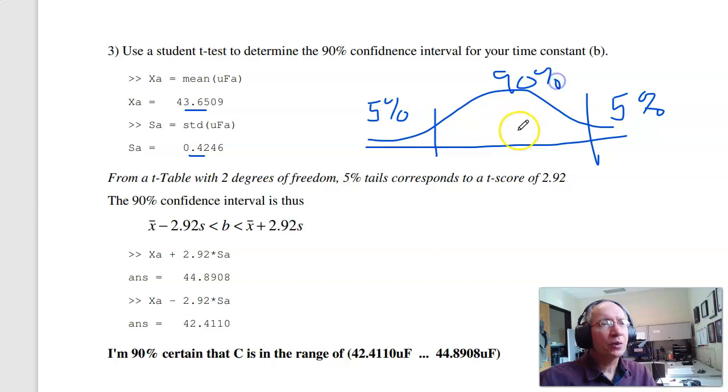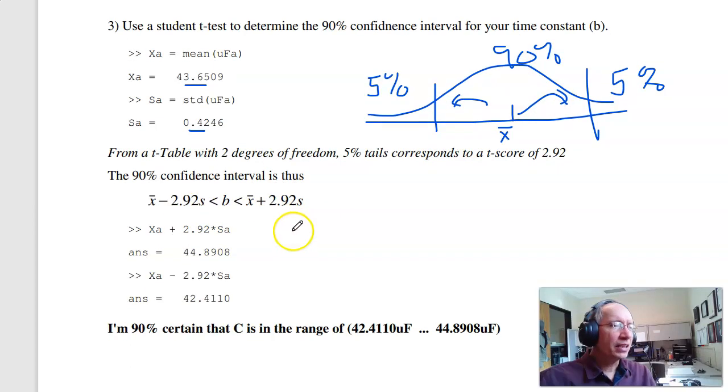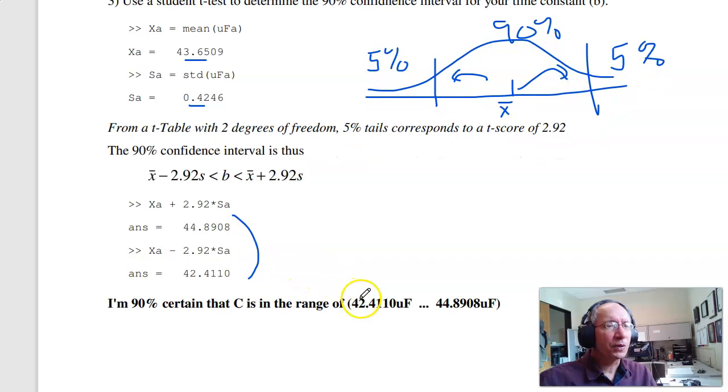5% tails corresponds to a t-score of 2.92. So I'm going to go left and right of the mean by 2.92 standard deviations. And that gives me 44.89, 42.41. So that's my 90% confidence interval for the capacitance, based upon my measurement. Yeah, measurement's kind of iffy, but given that measurement, that's my confidence interval. Basically, my capacitor meter needs to be calibrated, or I need to get a more accurate measurement of time.